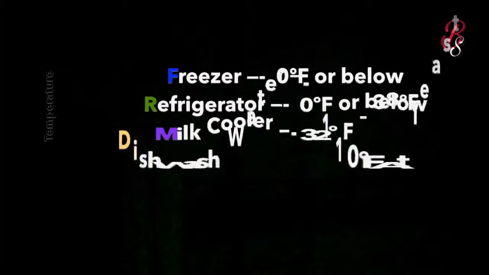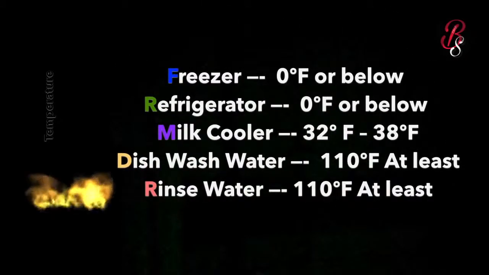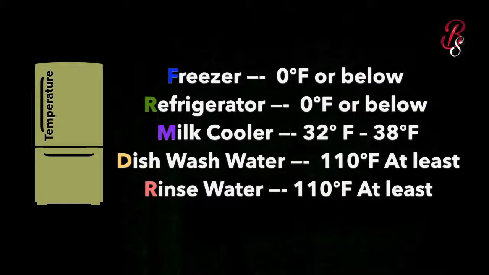I've brought out here some ambient temperatures that you must know: freezer, 0 degrees Fahrenheit or below; refrigerator, exactly the same; milk cooler, it must be 32 degrees Fahrenheit to 38 degrees Fahrenheit. Then we have dishwasher water, we just can't skip anything actually. I know people are wondering why I put the rinsing water, the dishwashing water in here. You must know about this whole thing. This is a logical thing, a simple thing that you have to keep in mind, right? The dishwasher water, the rinse water, will be exactly the same thing, 110 degrees Fahrenheit at least, right? So these are things. Let's go to the next slide.